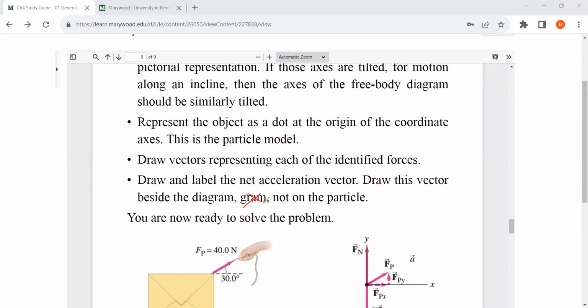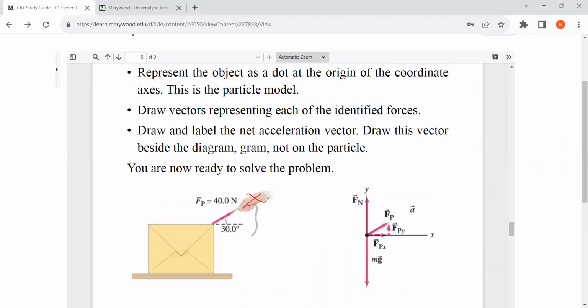So let's try to understand this free body diagram concept for this example. Here we have an object. Someone is applying this force, pulling this object by 400 Newton. All right, so the first thing is to draw a coordinate system. So this is the coordinate system we are going to use.